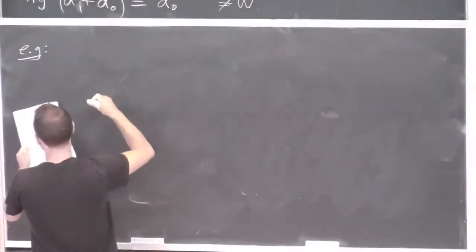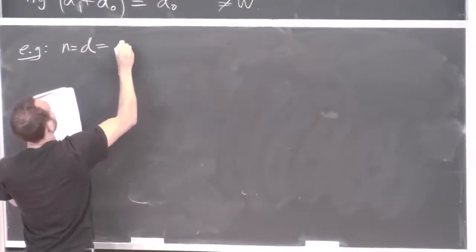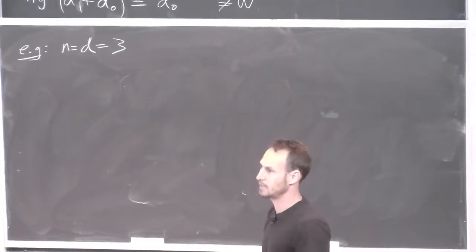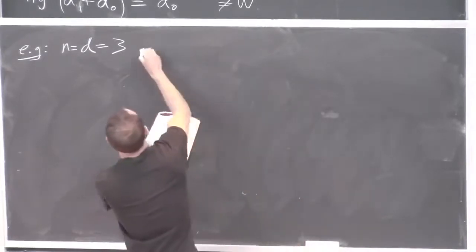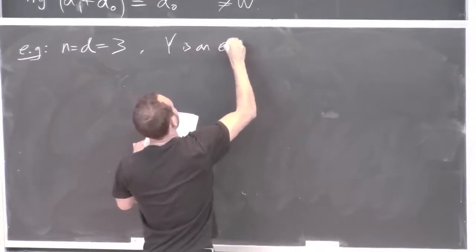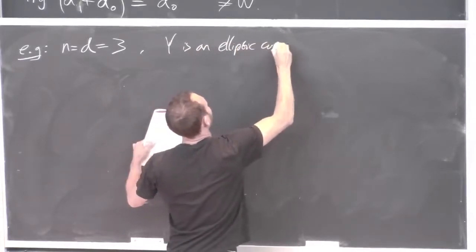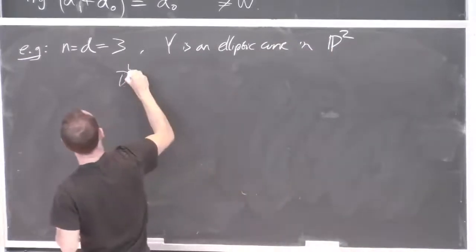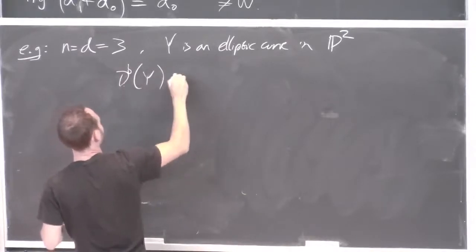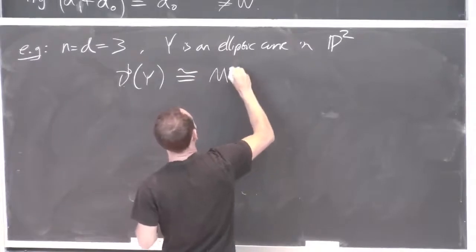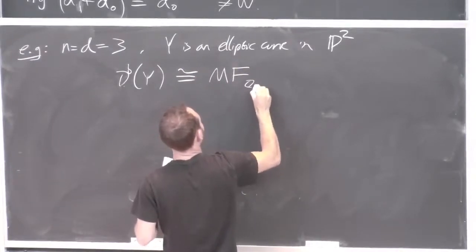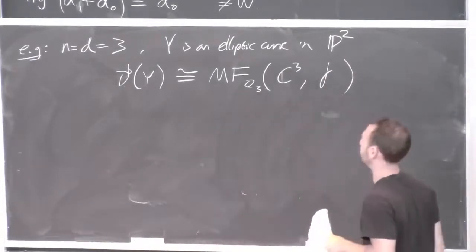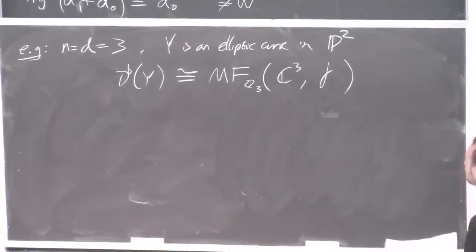OK, what's the simplest non-trivial example? What if I set n and d to be equal and both equal to 3? What's that? That's a Calabi-Yau hypersurface in P^2, also known as an elliptic curve. It's a cubic curve in P^2. And the theorem says that the derived category of Y, which is a reasonably interesting object, has a completely different description in terms of matrix factorizations, Z_3 equivariantly, on the space C^3 of the function f, where f is the cubic that cuts out Y. OK?